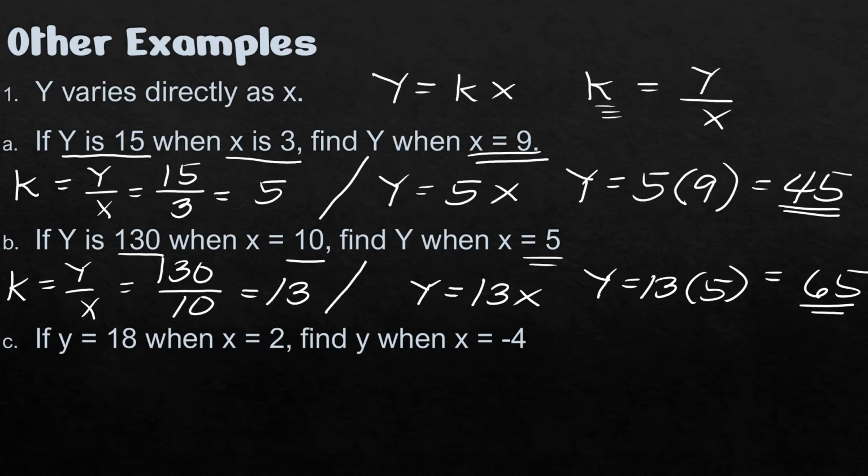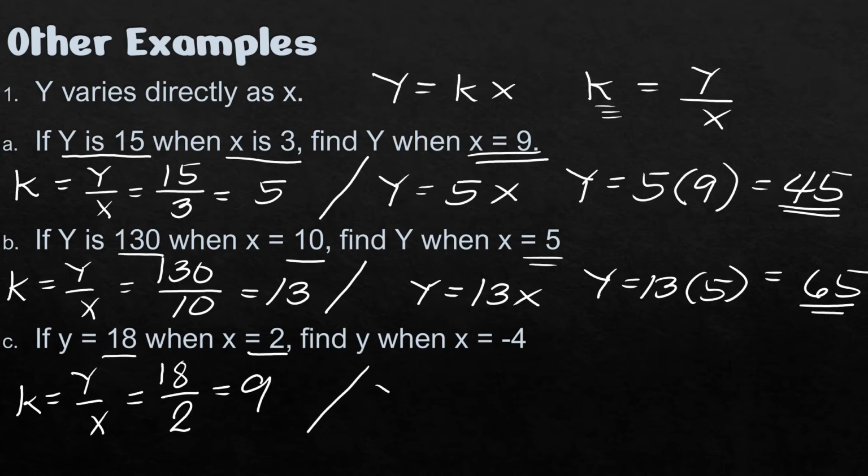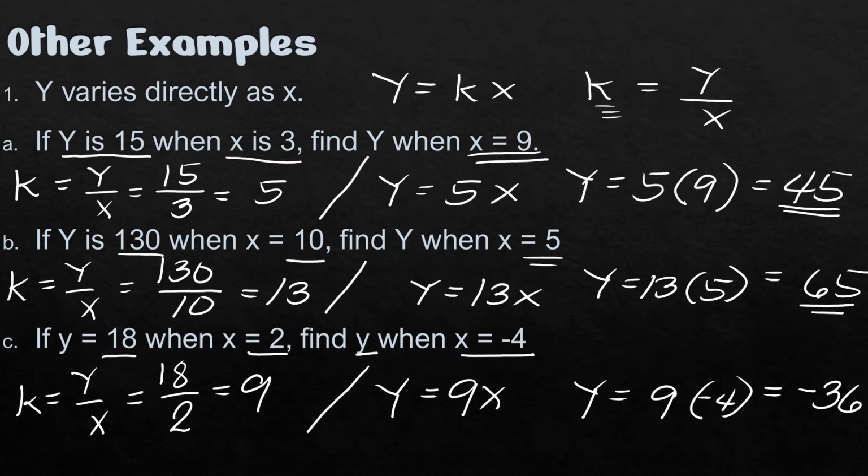Next, same process again. To find our k, that is y over x. Our y is 18, where our x is 2. So, 18 divided by 2 is 9. And after that, we substitute our k. Instead of writing k, we're going to write 9x. It says, what is y when x is negative 4? So, we substitute x with negative 4. So, 9 times negative 4, that is negative 36. That is our answer for this one.